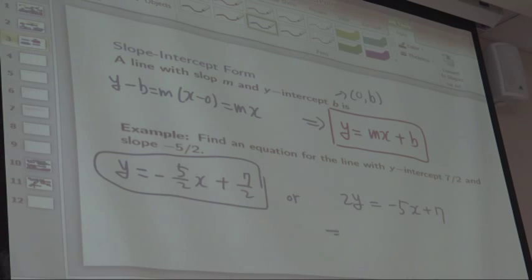And then we can change this into 5x. So move negative 5x to the left-hand side, which is 5x plus 2y is equal to 7. So we can change this into the standard format. And that is a standard format.